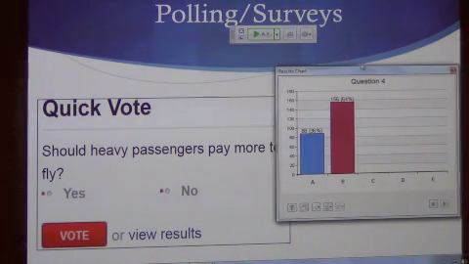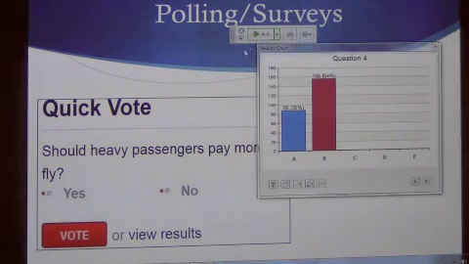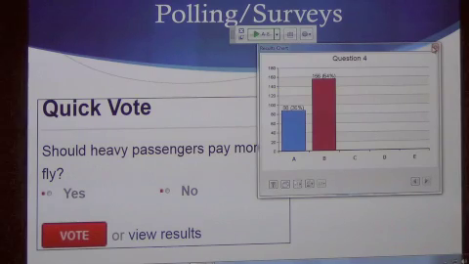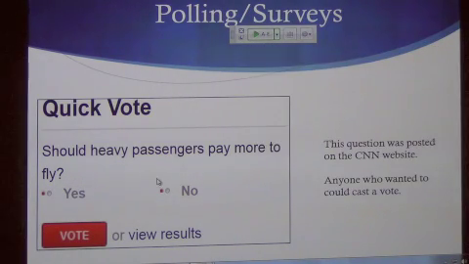No. 64% said no. Okay, let's see. But how many people voted all together? Did you see it was almost 300? 280? All right. About 280 people.